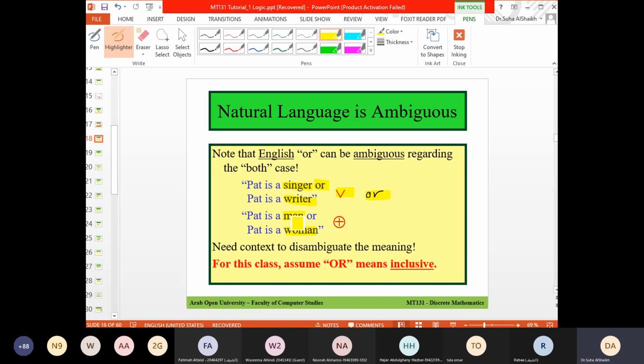Okay, when I say Bat is a man or Bat is a woman, can he be a man or a woman at the same time? This is not happening. I'm talking about the exclusive or. Here I'm talking about the XOR. The exclusive or is when they cannot happen at the same time.